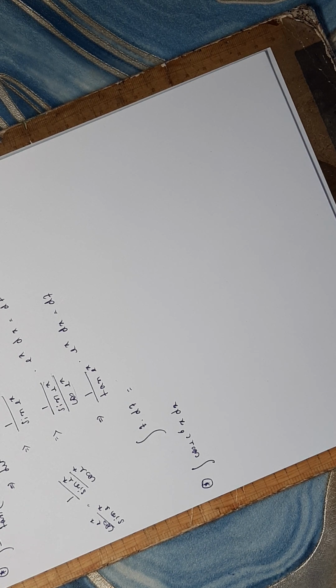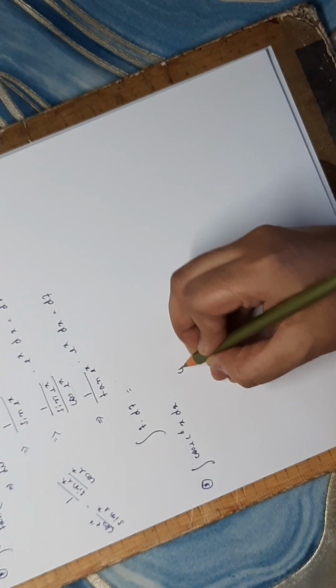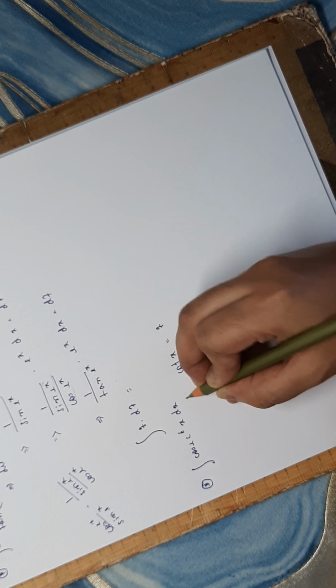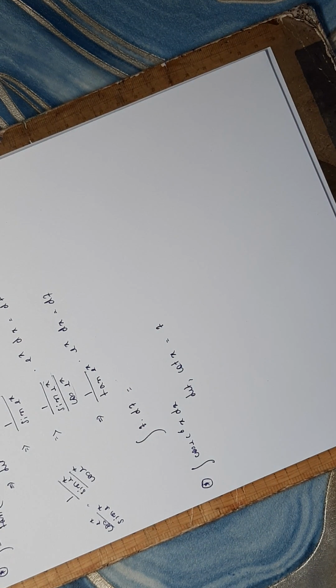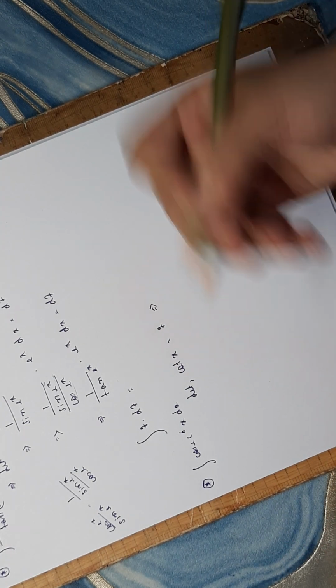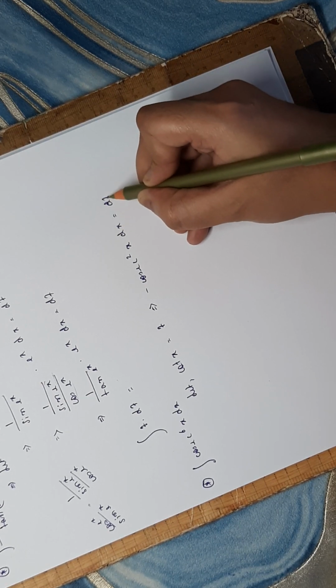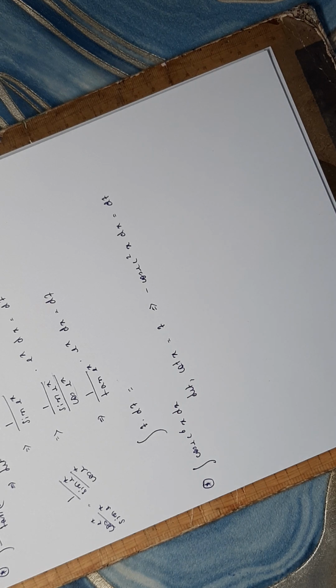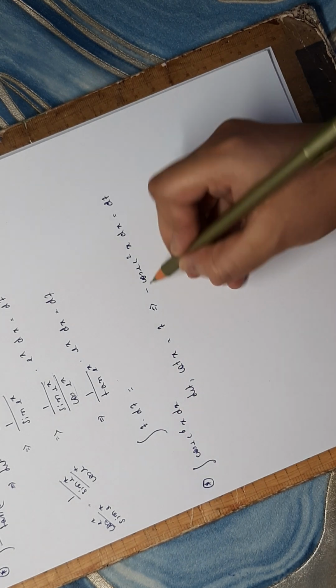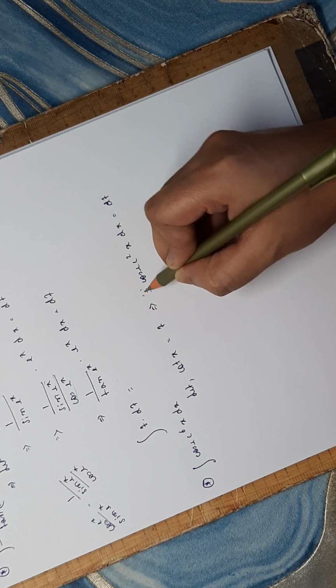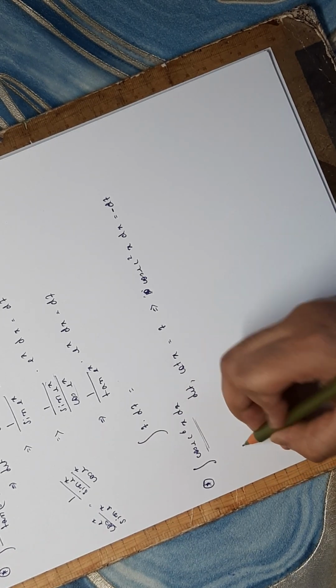First, let us take cot x as t. If I assume that cot x is t, then what is the derivative of cot x? It is minus cosec square x dx equal to dt. Now shift this minus sign onto the right hand side, so you get cosec square x dx equal to minus dt.